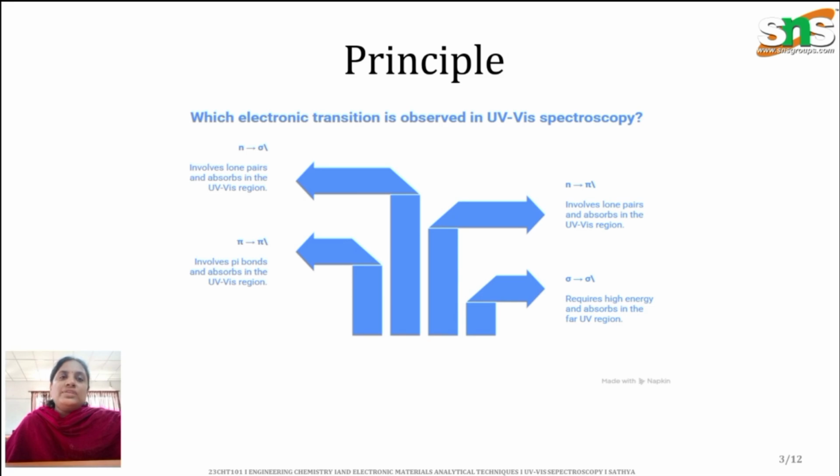Okay, so electronic transitions are observed in UV visible spectroscopy. What transitions are observed? n to sigma star, n to pi star, pi to pi star, and sigma to sigma star. So these four transitions occur in UV visible spectroscopy, where one electron is excited from the ground state to the excited state. UV visible spectroscopy obeys the Beer-Lambert's law.